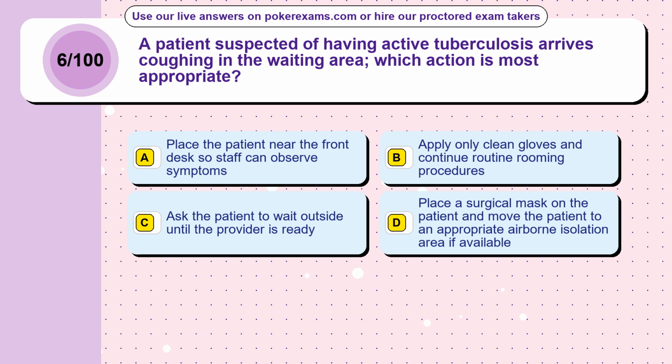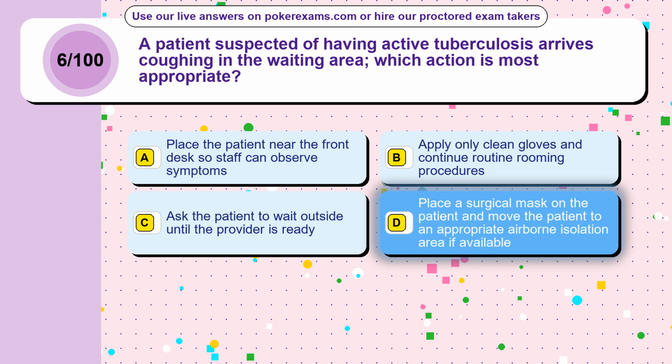Question 6. A patient suspected of having active tuberculosis arrives coughing in the waiting area. Which action is most appropriate? Option A. Place the patient near the front desk so staff can observe symptoms. Option B. Apply only clean gloves and continue routine rooming procedures. Option C. Ask the patient to wait outside until the provider is ready. Option D. Place a surgical mask on the patient and move the patient to an appropriate airborne isolation area if available. The correct answer is option D.